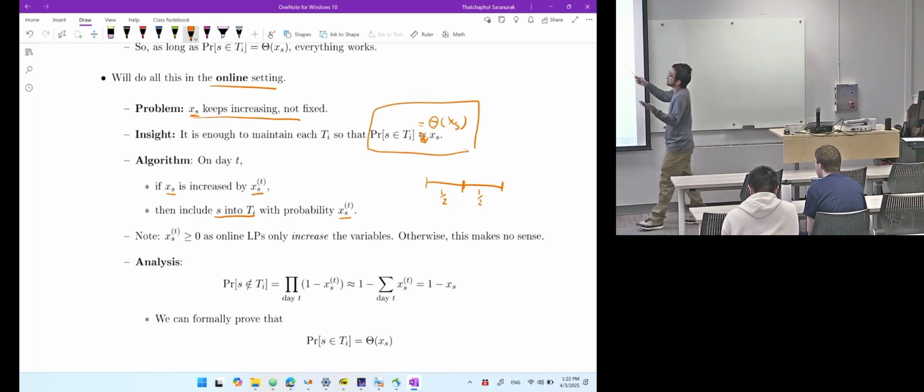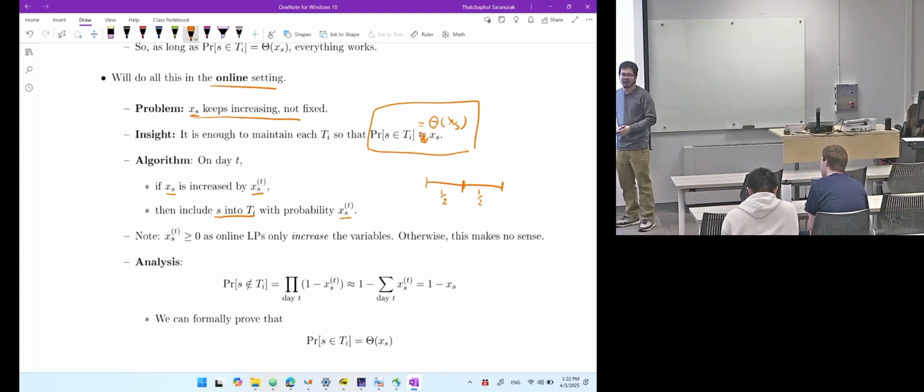And once you have this, then just do the same rounding algorithm that you have, and you get a set cover with high probability. And you're going to pay one log n factor and one log m factor.